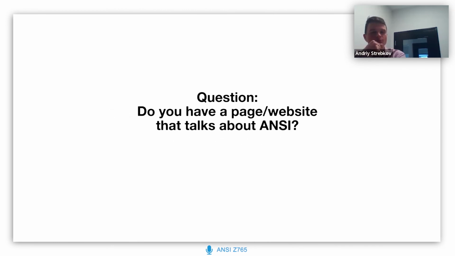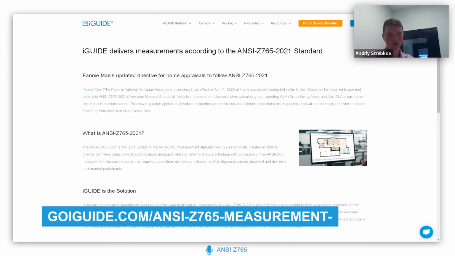Okay, do you have a web page I can send to agents that talks about ANSI? And here we go. Chris has shared the document here. Here's the page.